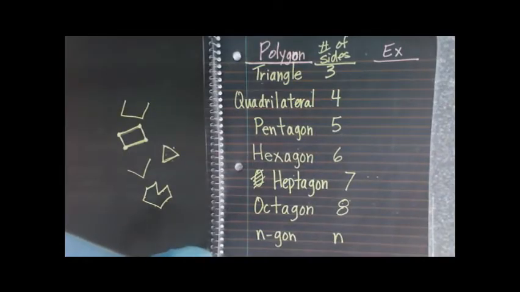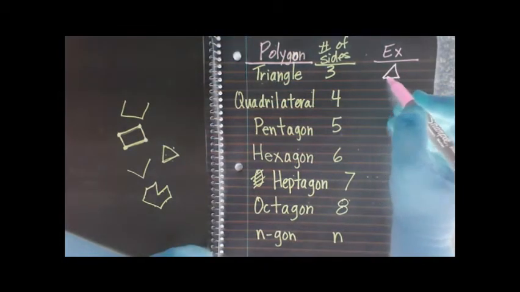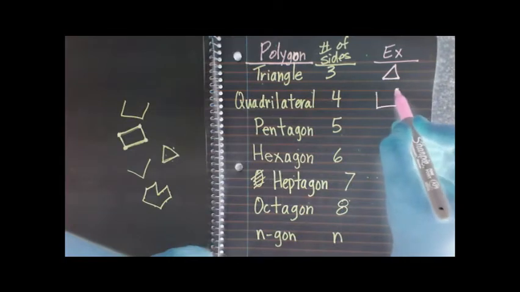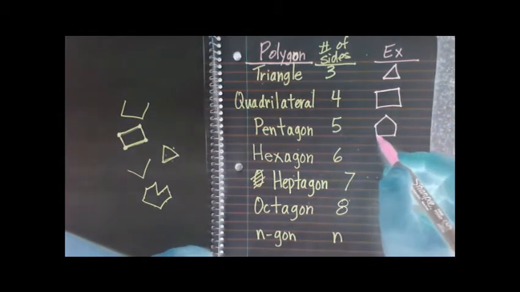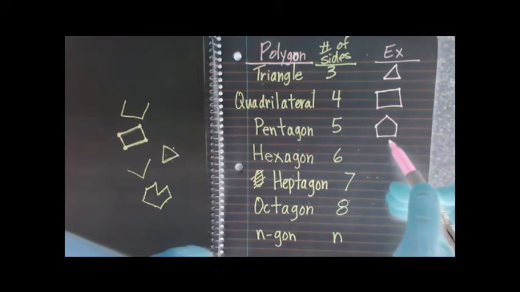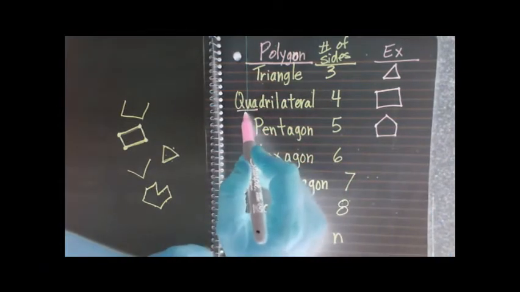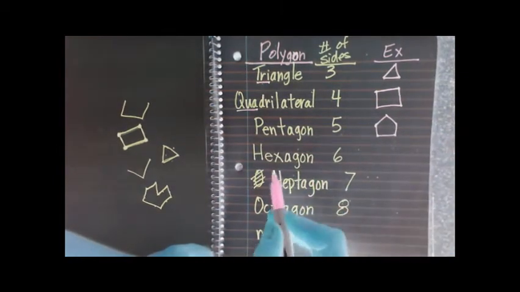Now polygons are named by their number of sides. Triangle has 3 sides. Nice example. A quadrilateral has 4 sides. 1, 2, 3, 4. Pentagon has 5 sides. You can think of the pentagon, the government facility, is a pentagon. I should have said qua, like in quarter, quadrilateral for 4, and tri means 3, triangle.